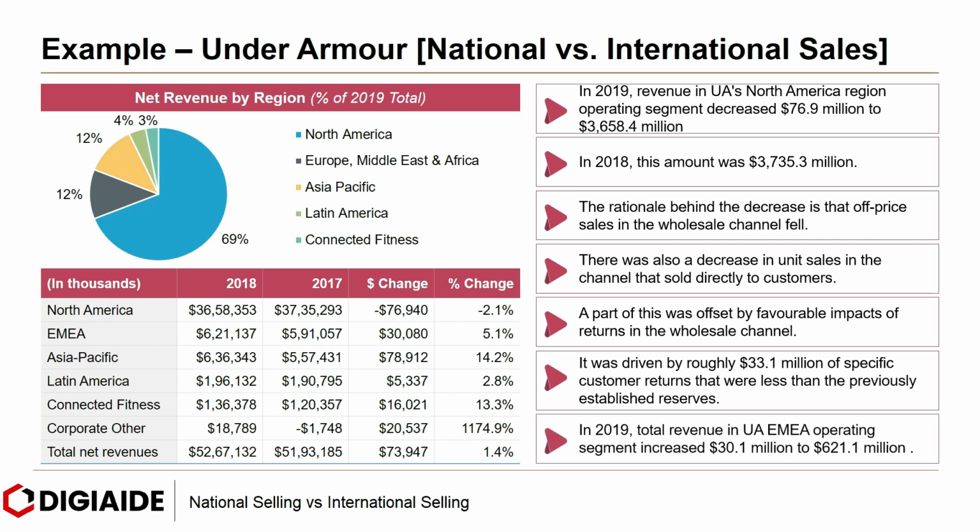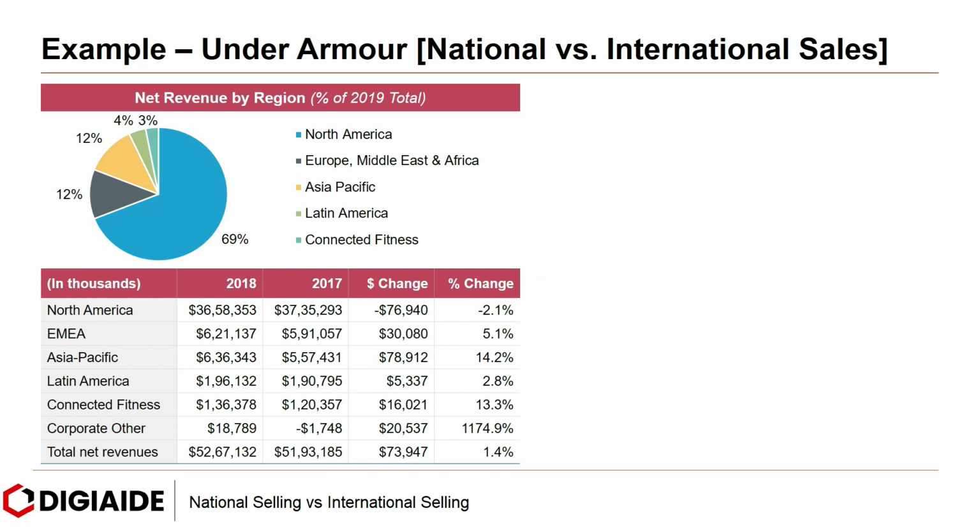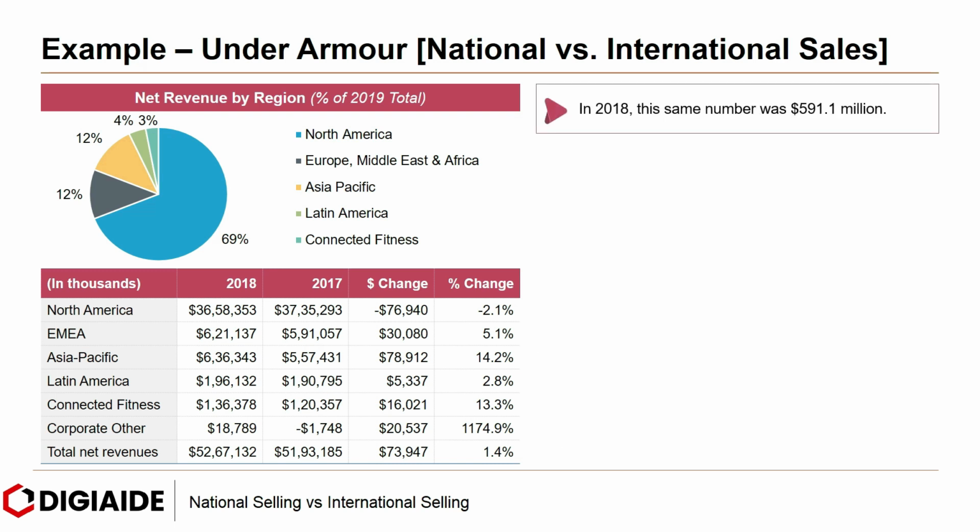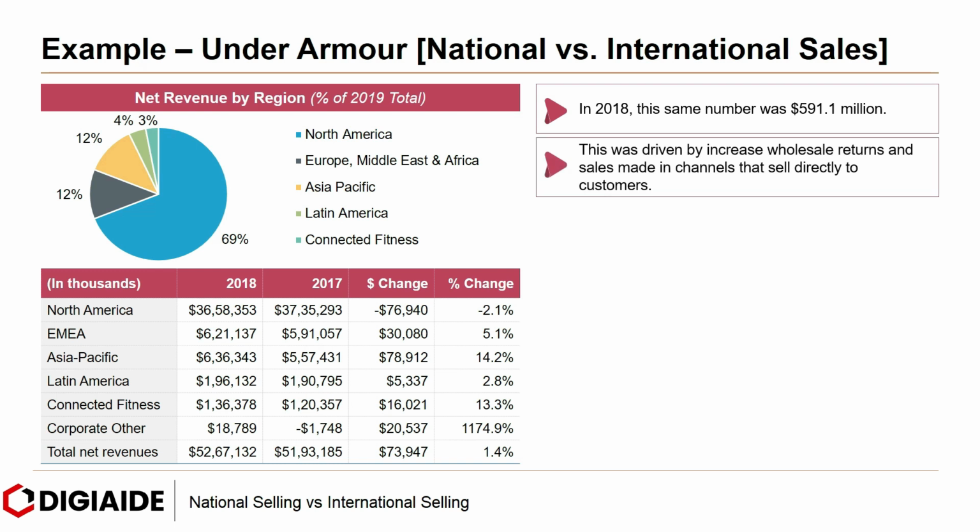In 2019, total revenue in Under Armour's EMEA operating segment increased by $31.1 million to reach $621.1 million. Moving forward, in 2018, the same number was $591.1 million. Therefore, that increase was driven by the increased wholesale returns and sales made in channels that sell directly to customers.